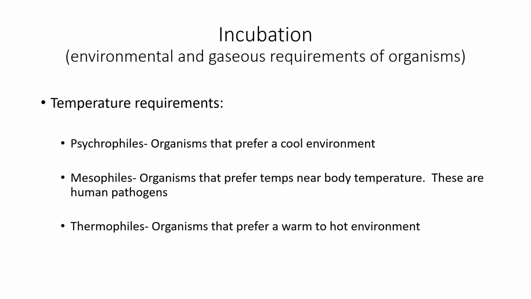Then we've got our thermophiles, which are the organisms that prefer hot temperatures. These are organisms that prefer 45 to 122 degrees Celsius. And these are organisms that you might find somewhere like the deep sea vents or the hot springs. One such example of a thermophile is Thermus aquaticus.